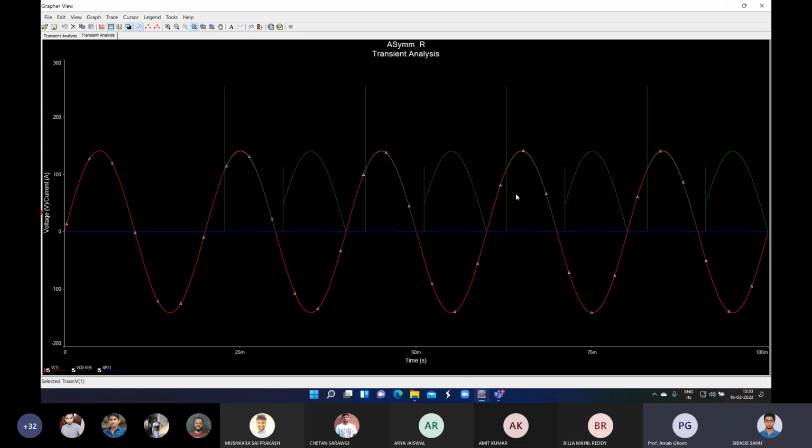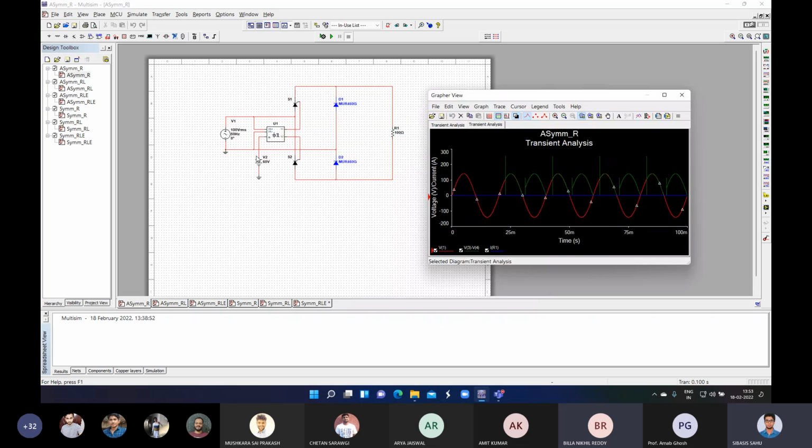Sir, this is for asymmetrical with R load, sir. Asymmetrical R load. How much firing angle you have? Sir, firing angle 60, sir. 60 degree. Firing angle 60 degree. Okay. Then other simulation. Yes, sir.